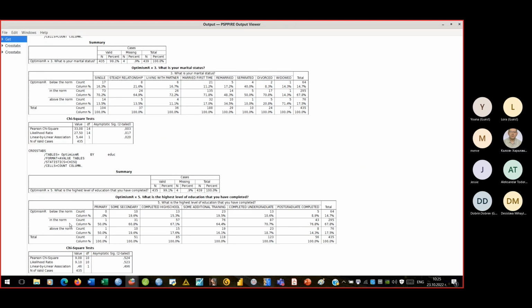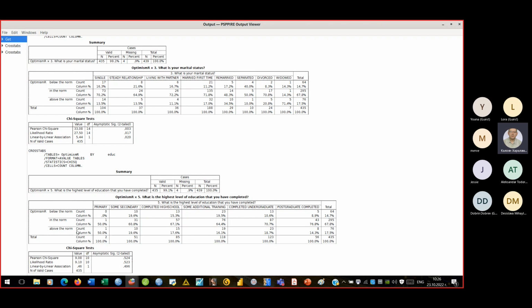For the next category, the category in the norm, we can see here increasing, increasing, decreasing, again increasing, and again increasing. So generally speaking, when the education increases, then the percentage in the norm also increases, with one exception here for some additional training, but generally there is an increase in the percentages of this category.